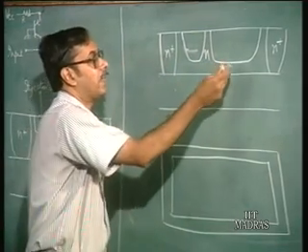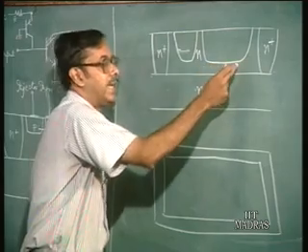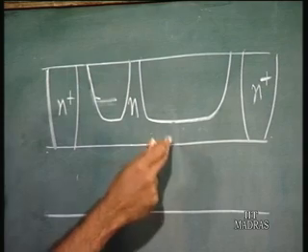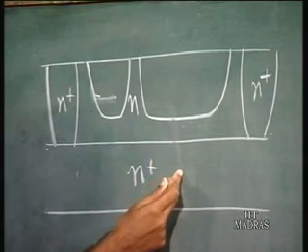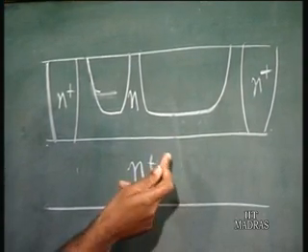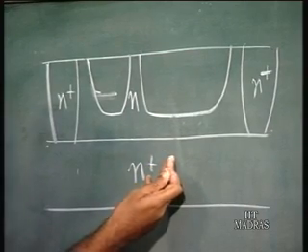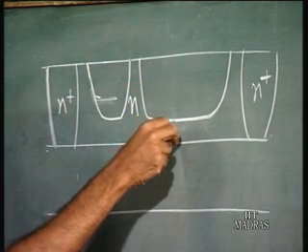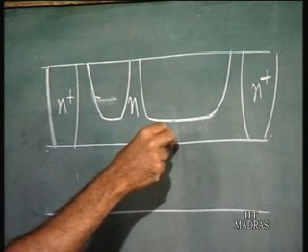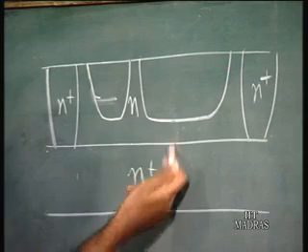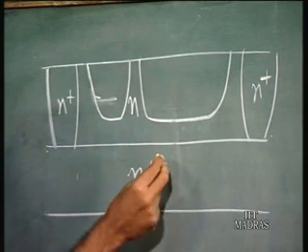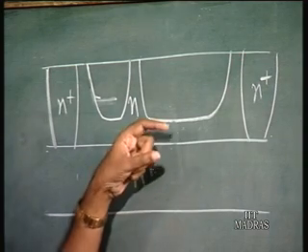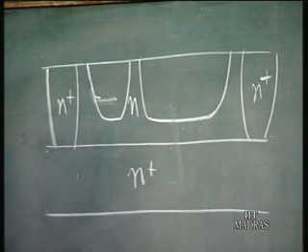Similarly here, if you reduce this N region, you actually reduce the hole injection, because in the N plus region there is going to be very little hole concentration. So if you reduce this N region, there is going to be less injection of holes into the emitter, which is the base current, and the electrons injected from the emitter to the base are going to dominate. So this must be made as thin as possible.